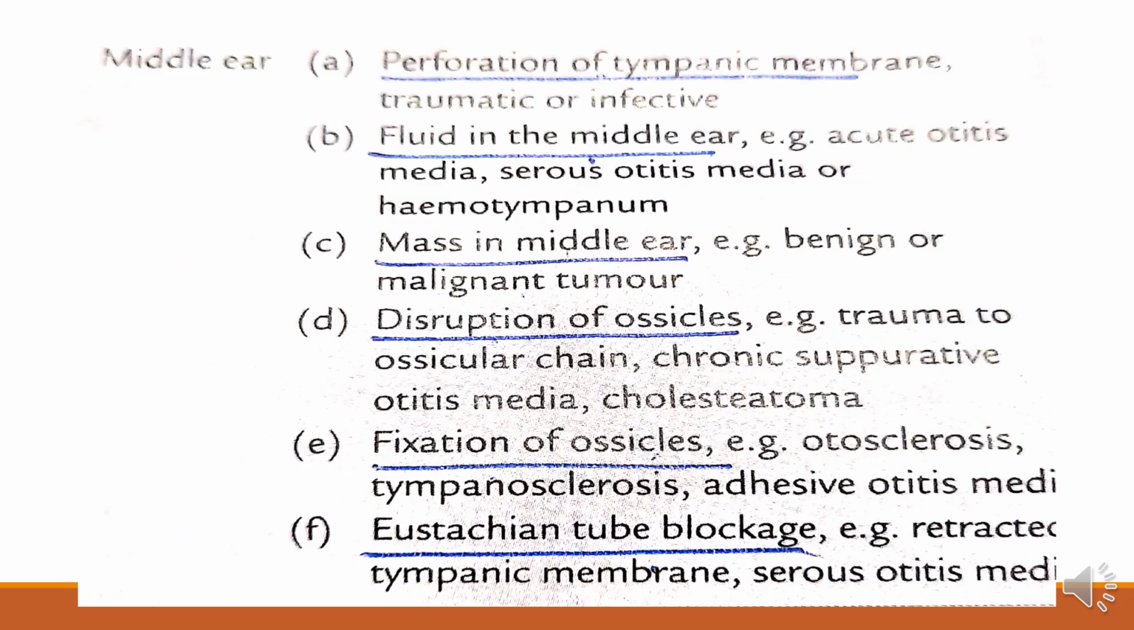Causes in the middle ear: perforation of tympanic membrane, which may be traumatic or infective. Fluid in the middle ear. Infective fluid in case of acute suppurative otitis media, while in secretory otitis media, there will be sterile fluid. Mass in the middle ear, benign or malignant tumors. Disruption of ossicles, for example, trauma to ossicular chain or chronic suppurative otitis media, which will erode the ossicles, cholesteatoma. Fixation of ossicles in otosclerosis, eustachian tube blockage, which happens in nasopharyngeal or throat problems.